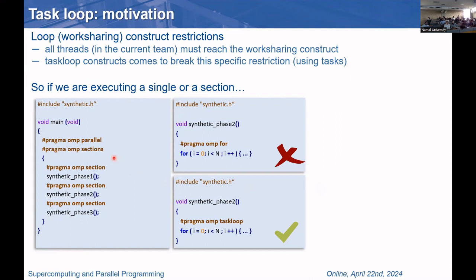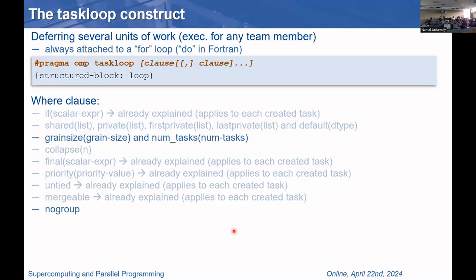If you have, for instance, an OpenMP application that is using sections. So here I have synthetic phase 1, synthetic phase 2, synthetic phase 3. They are sections. You cannot use for inside of the sections, so this is not allowed. What could be allowed is to use taskloops in the sections. In taskloop, you also break the loop into chunks, but then every chunk is actually executed by one task.